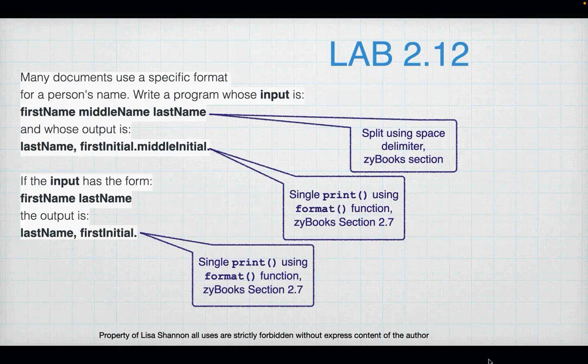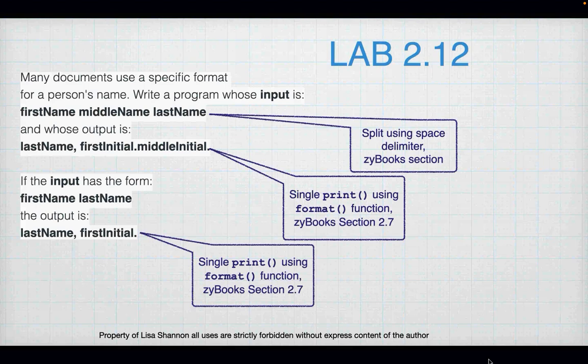Basically, you're going to split a string using a delimiter, and then you're going to take that split string and output one of two formats. If the input has three elements, then you're going to put last name, comma, first initial, period, middle initial, period.